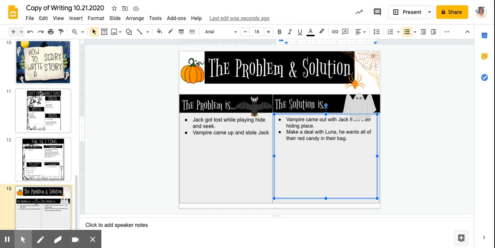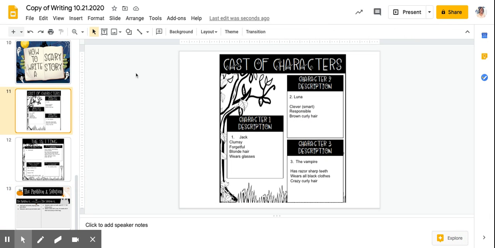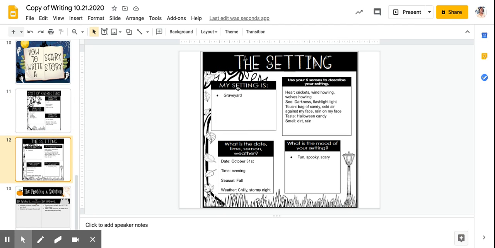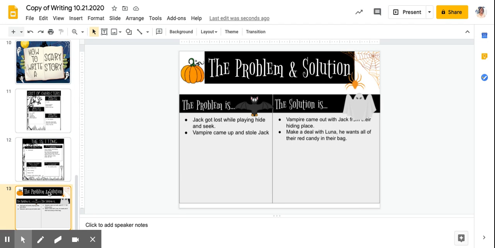So now what you're going to do is go back into your own graphic organizer and pick your characters and describe them. Use some descriptive words. And if you need help with those, I am more than happy to help you. The setting, so make sure that you are including your 5 senses. Describe what you hear, see, touch, taste, and smell. And then some more describing your setting: what's the date, the time, the season, what the weather is like, and what the mood of your setting is. And then again, your problem and solution.